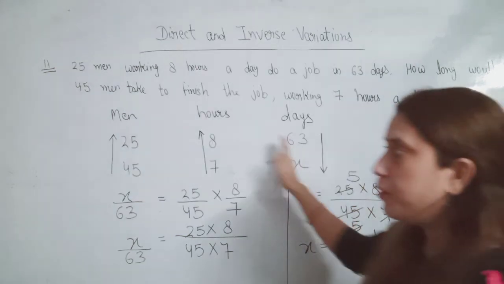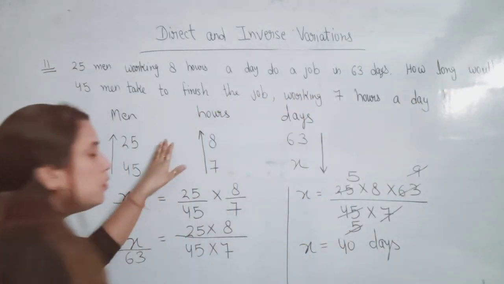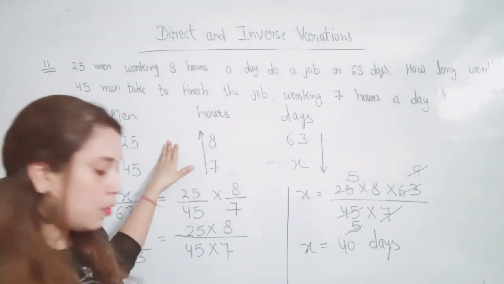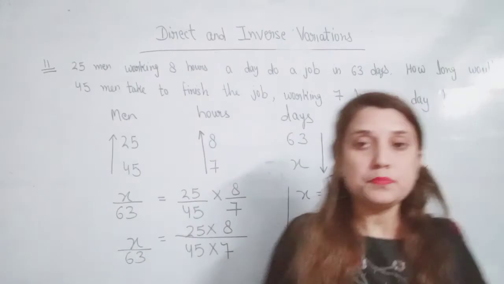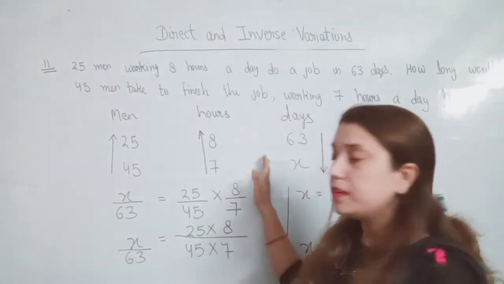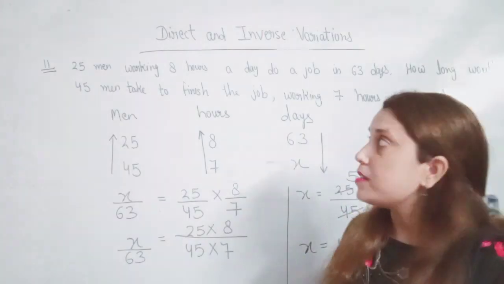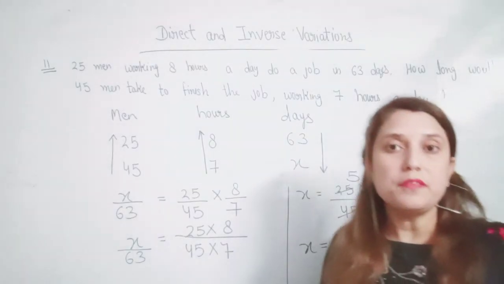Okay, this type of variation is called compound variation. Hope all of you understood this chapter. So this is all about direct and inverse variation.